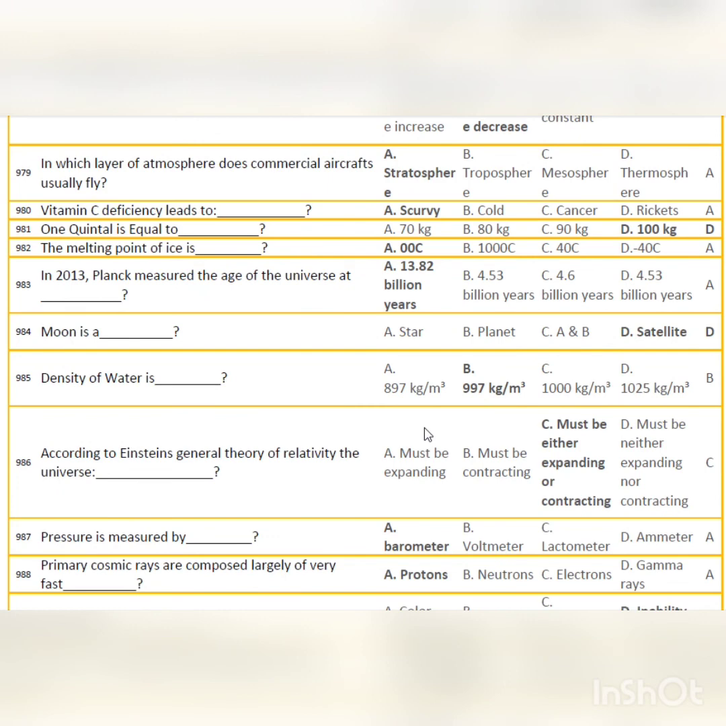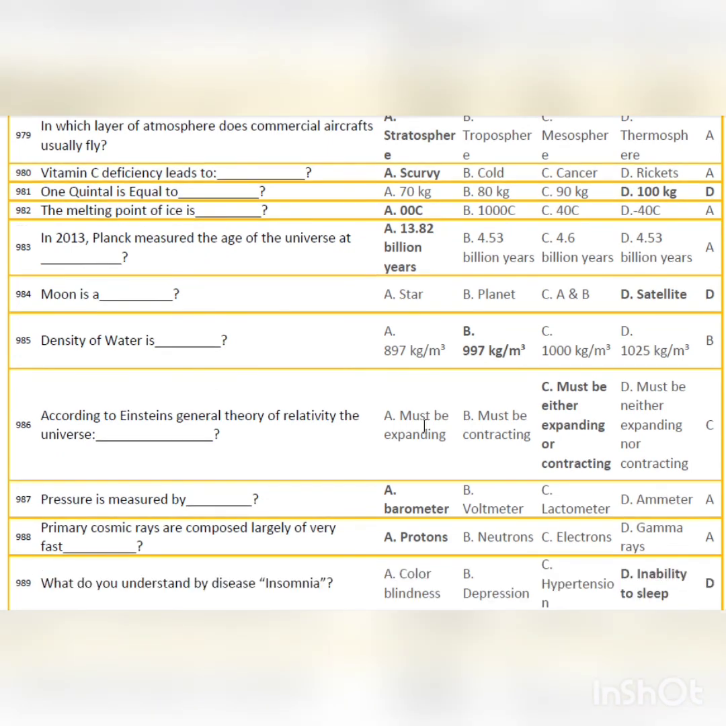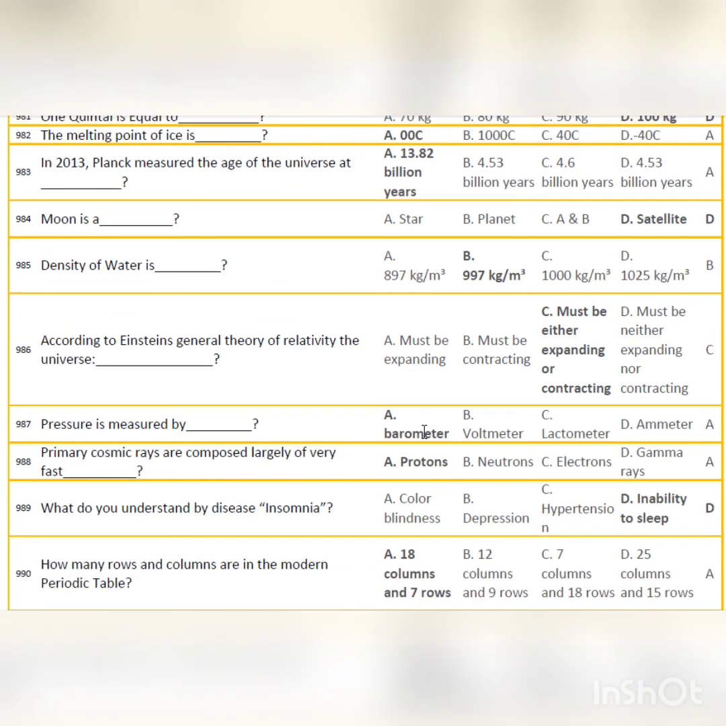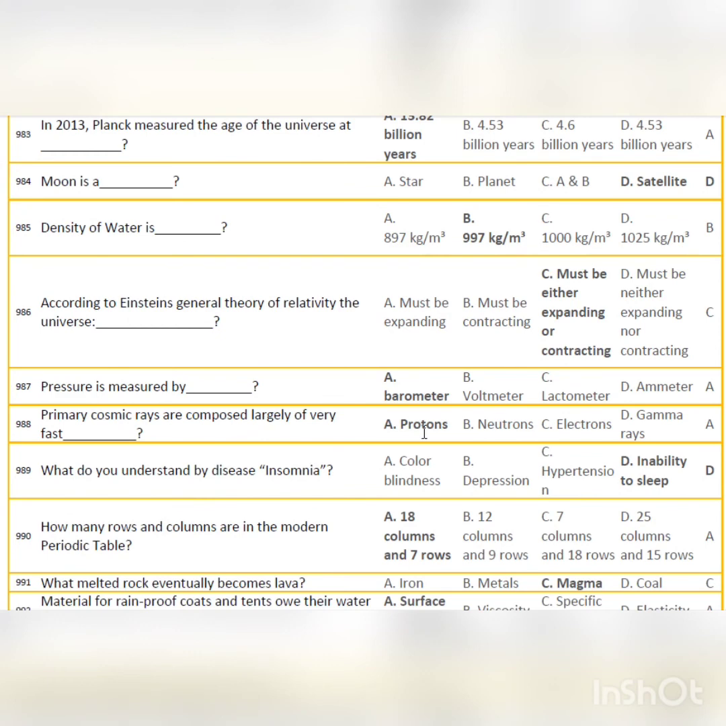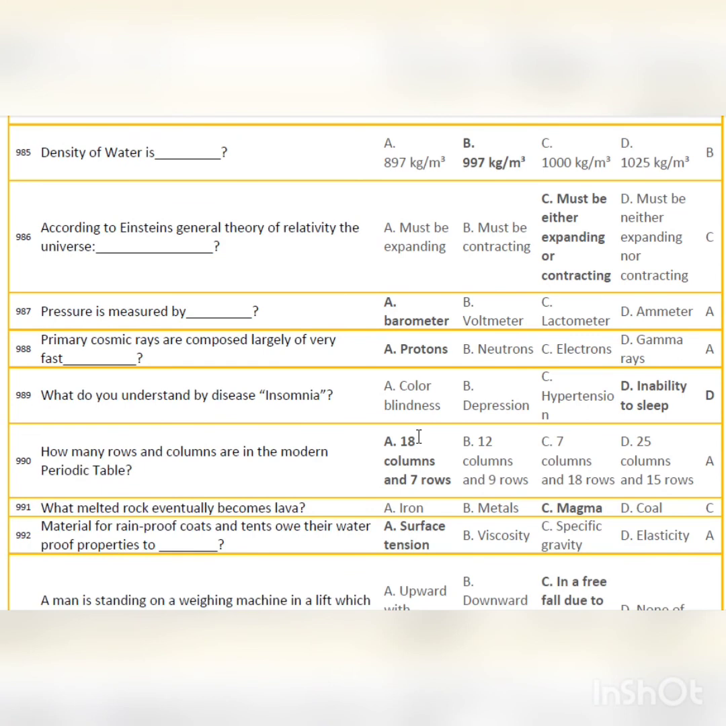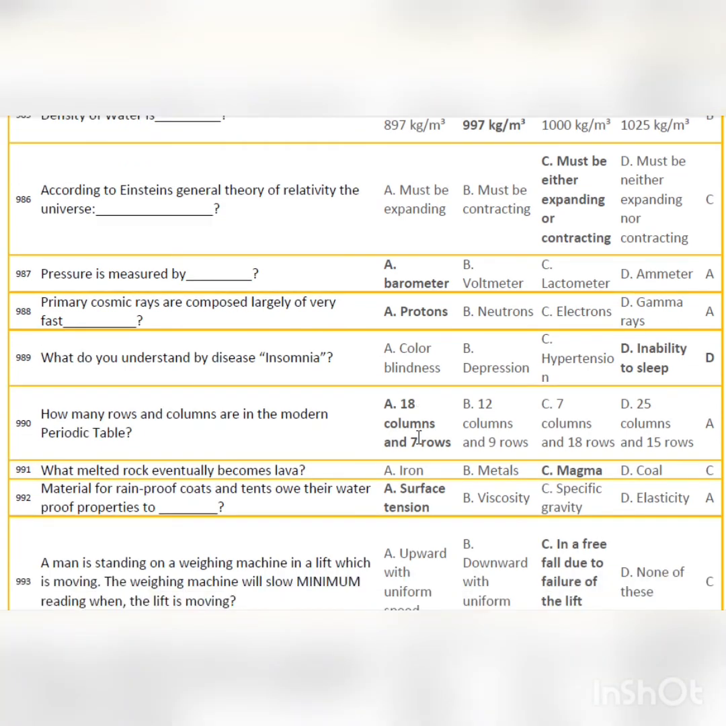Which of the following has the highest energy? A. Gamma ray, B. X-ray, C. Ultraviolet radiation, D. Radio waves. Answer is A. Gamma ray.